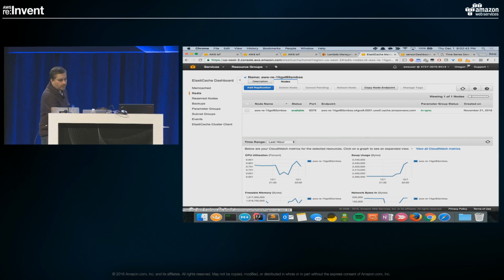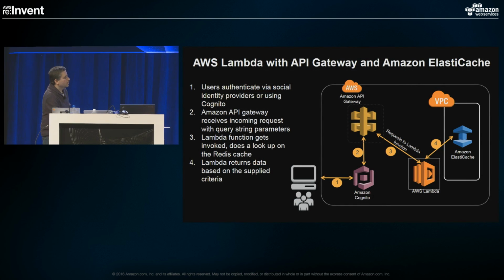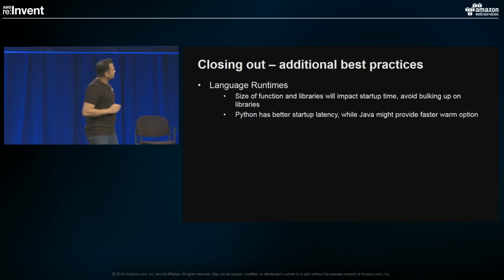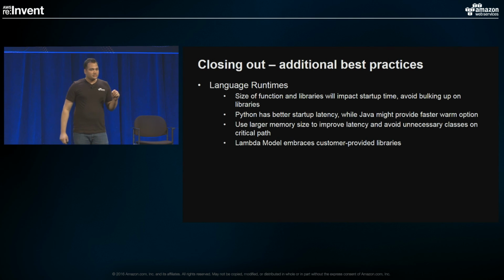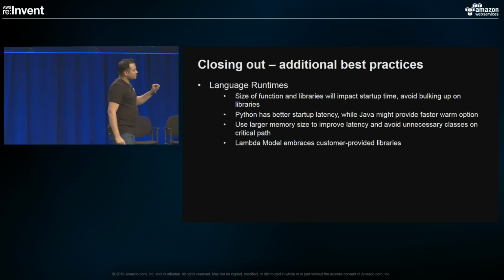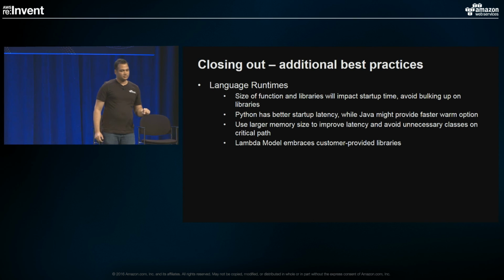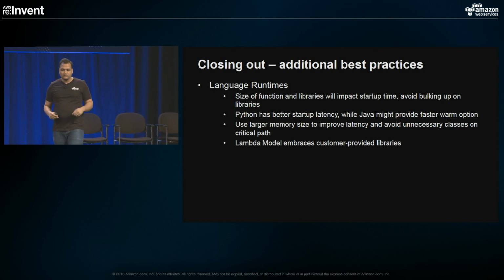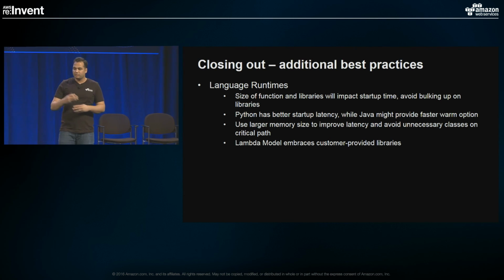We're going to look into some best practices around design configurations. So language runtime, the size of the functions and libraries will matter. For example, Python has a better startup latency. And we know that when the Java Virtual Machine is already up and running, it provides a far faster warm option.